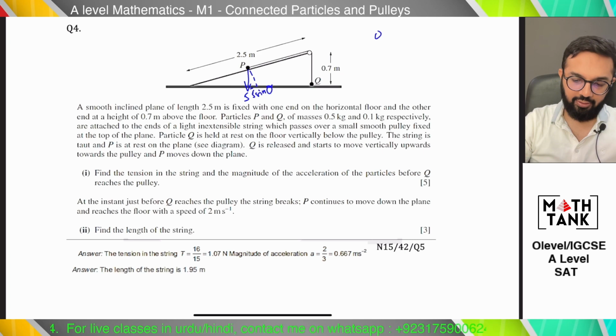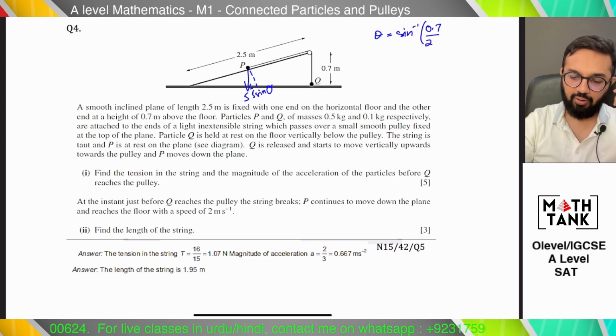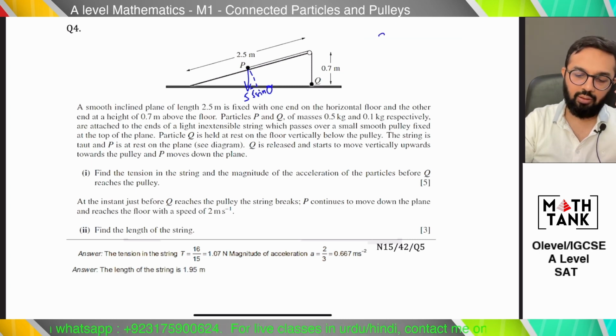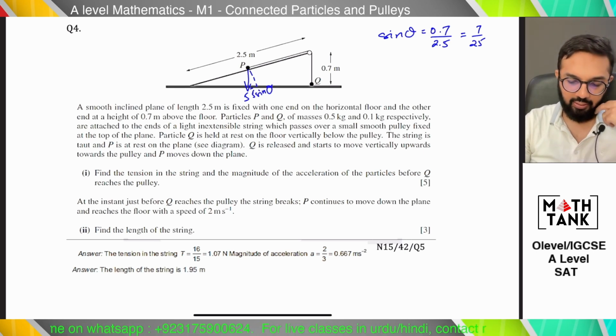Can I find out theta first? I see this right triangle in front of me, so I can say that theta is sine inverse of 0.7 over 2.5. Sine theta is 0.7 over 2.5, sorry. That gives me 7 over 25. Okay, so I have that.